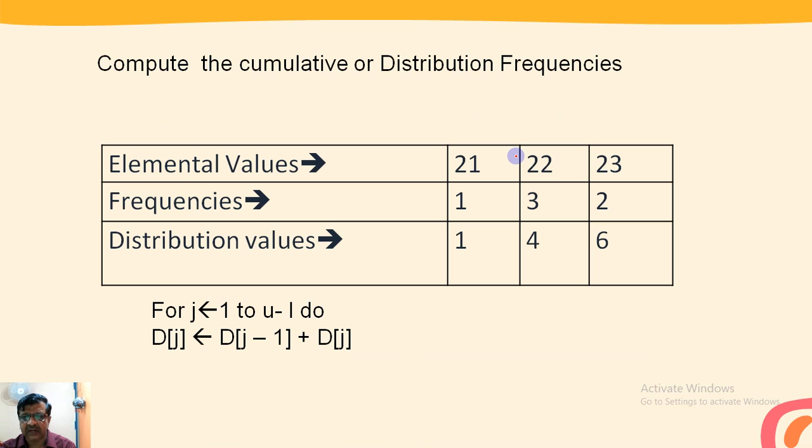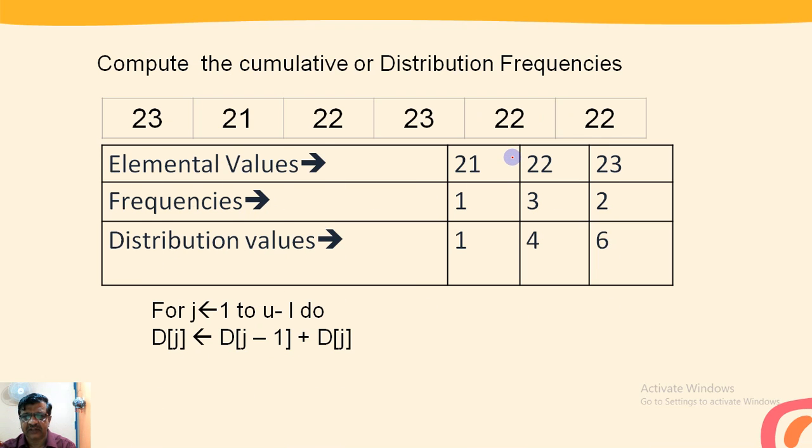Now we will compute the cumulative frequencies. Generating cumulative frequencies, we have to make use of this frequency array. Okay, 1 is here and we need not touch this. This is to be increased by adding this and this, and this is to be increased by adding this and this, 4 and 2, it will become 6.